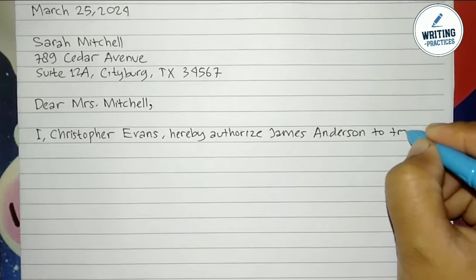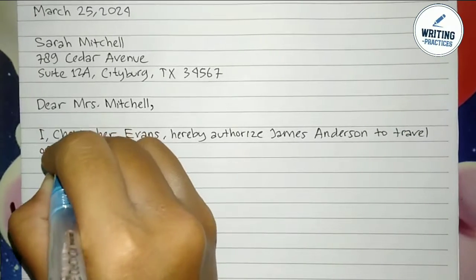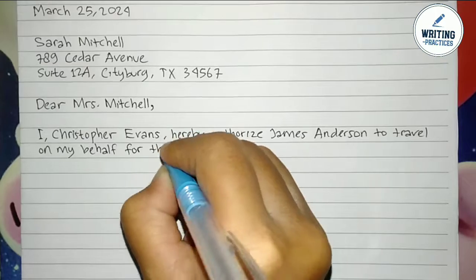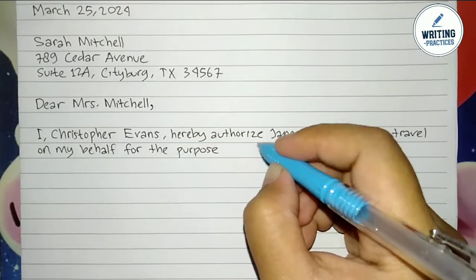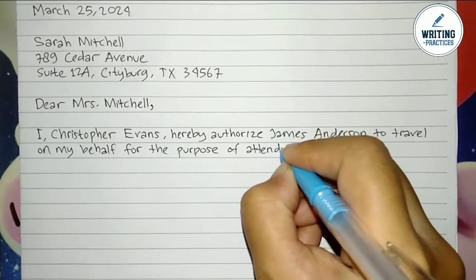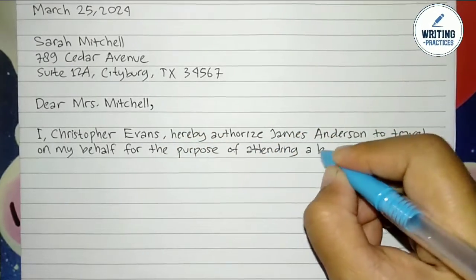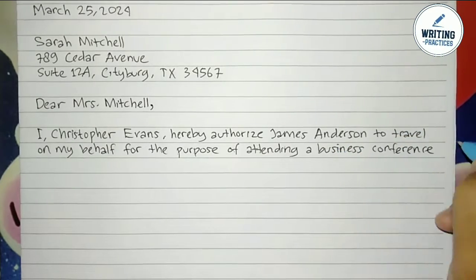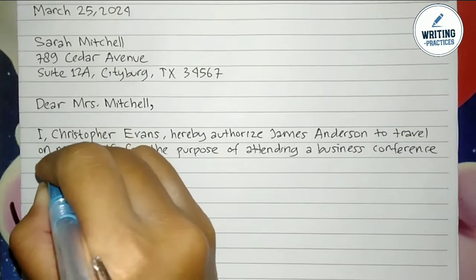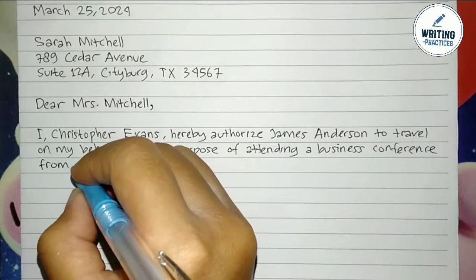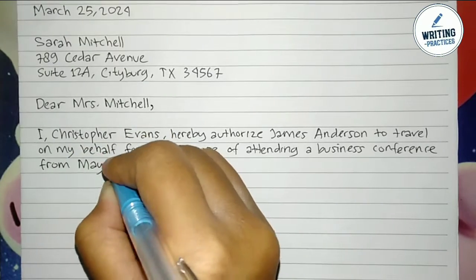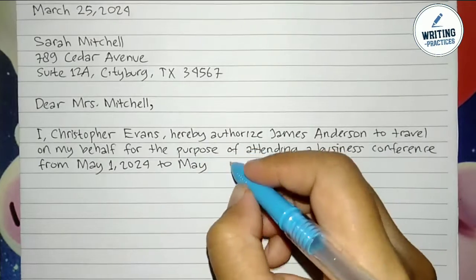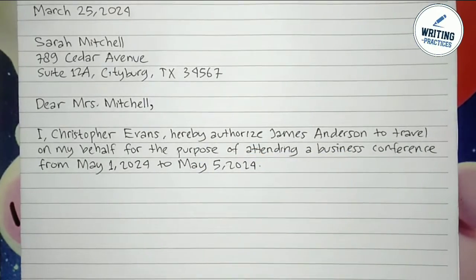When you do it, don't forget to mention the purpose and duration. You must specify the purpose, for example as attending a business conference. And mention the travel dates by writing the month, date, and year. Here is the example how you write it. I, Christopher Evans, hereby authorize James Anderson to travel on my behalf for the purpose of attending a business conference from May 1, 2024 to May 5, 2024.